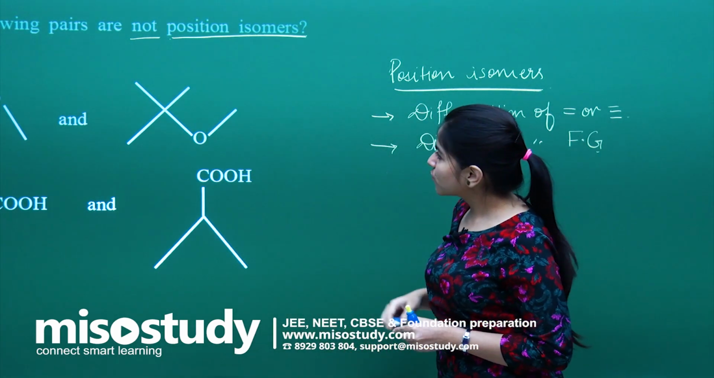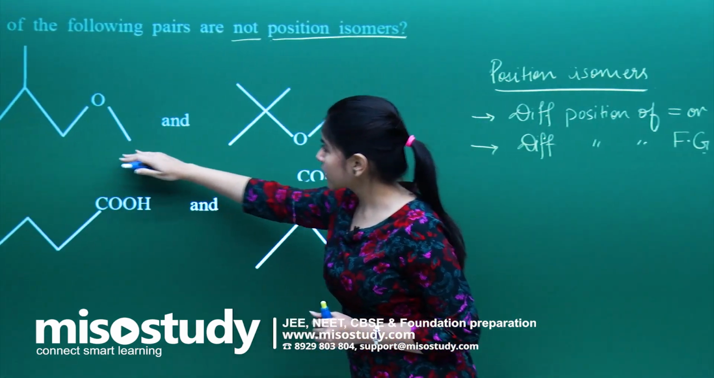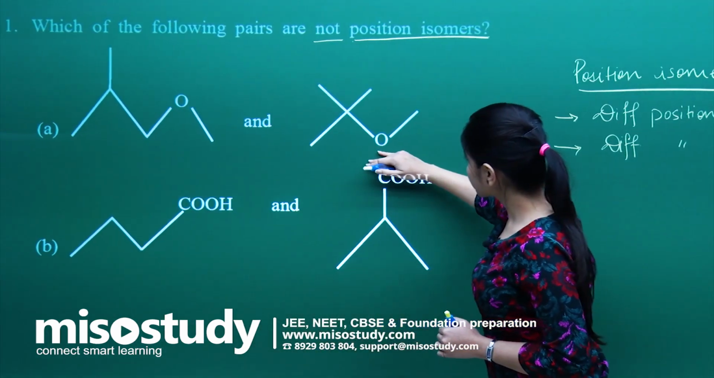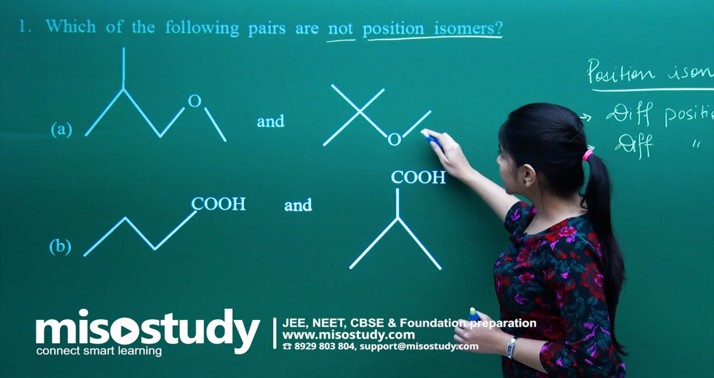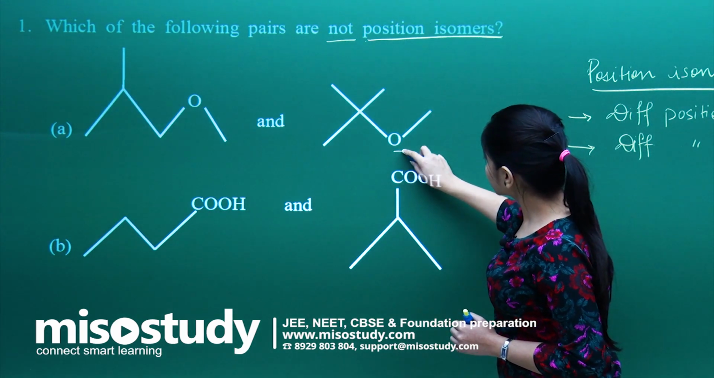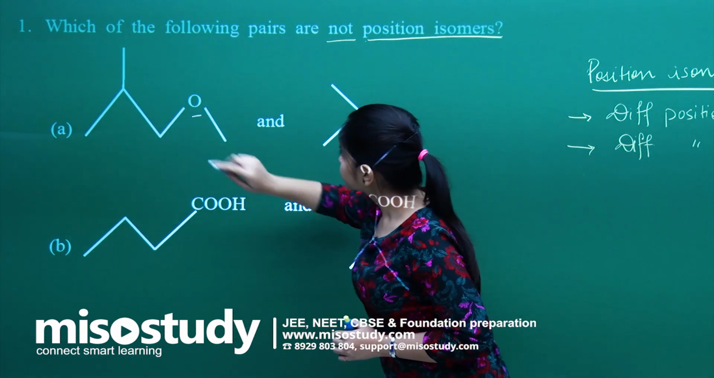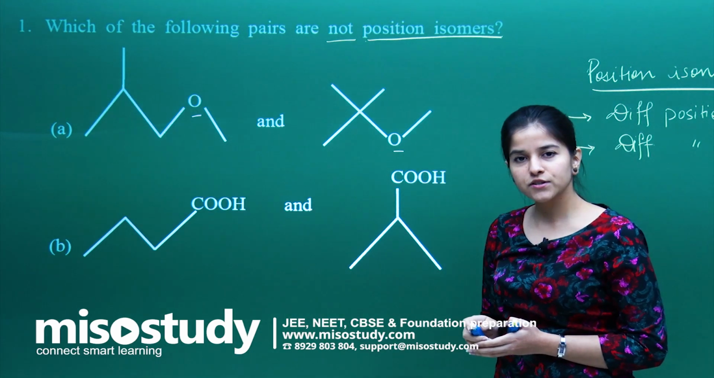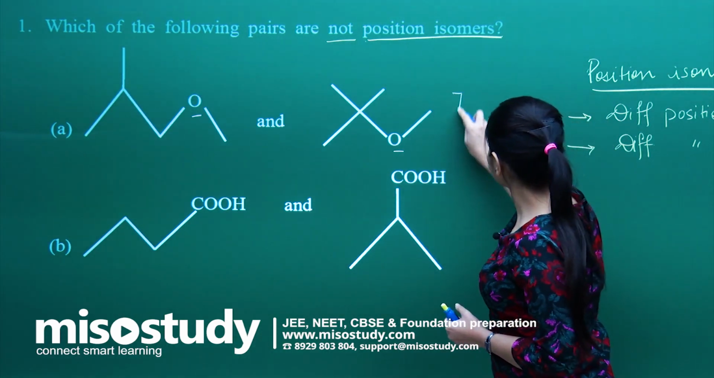Let us now move on to the options. Option number 1, what do we have? These two molecules. If you look over here, the position for this O, what is this group? This is the functional group, that is ether.